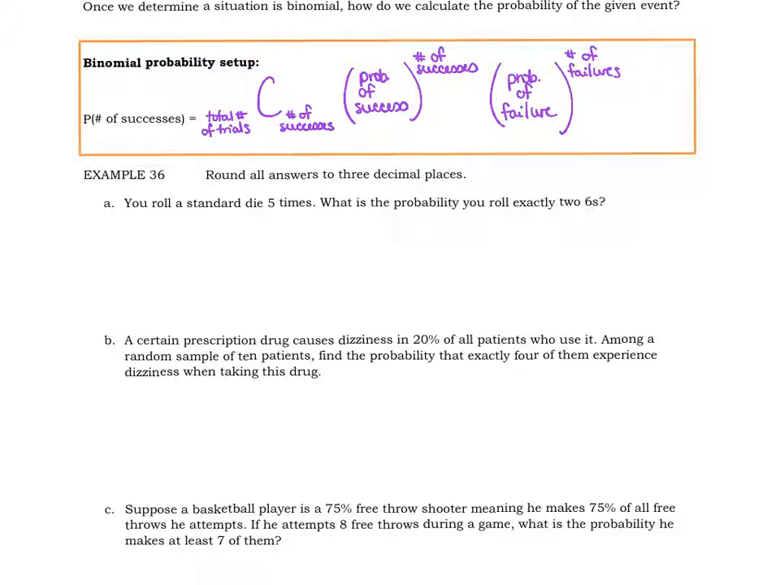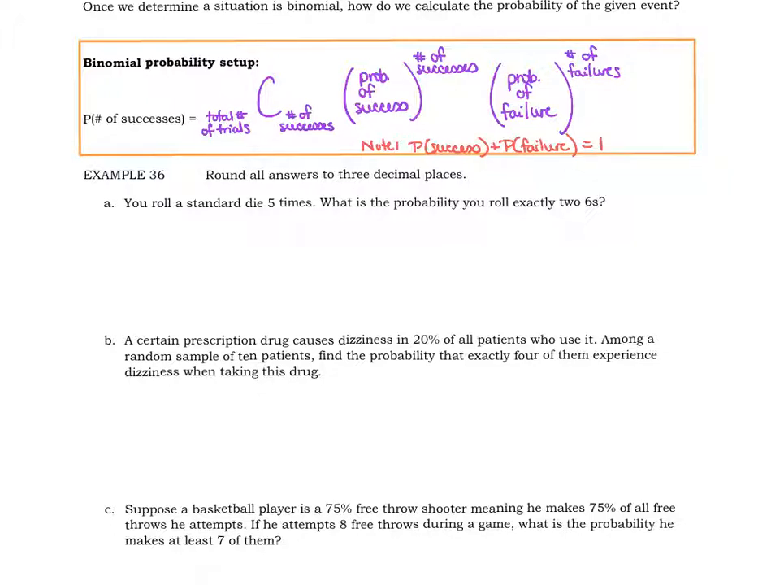Okay. One special note that it's worth remembering is that the probability of success plus the probability of failure has to equal 1. Okay. Every single time, a success plus a failure has to equal 1.